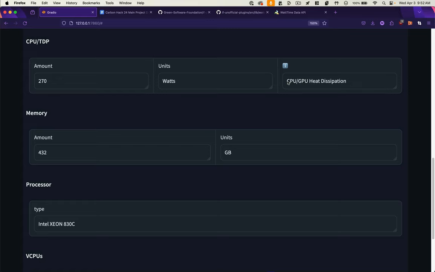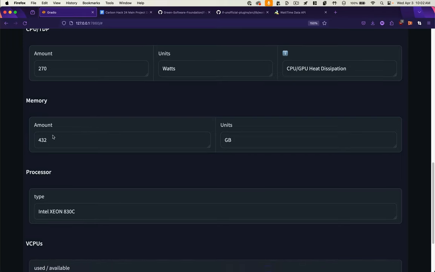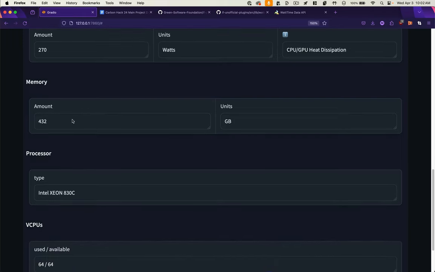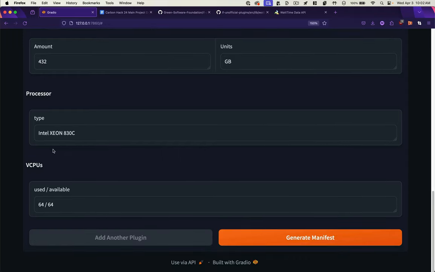So all of this is important because we need to be able to understand this, to care about it, and to utilize these tools properly. If we can't measure, we can't improve, but if we don't understand, we can't measure. Continuing on through the outputs, it's going to give us the memory that was used, 432 gigabytes, the processor that our hardware was running on, an Intel Xeon, and the number of virtual CPUs used versus available.